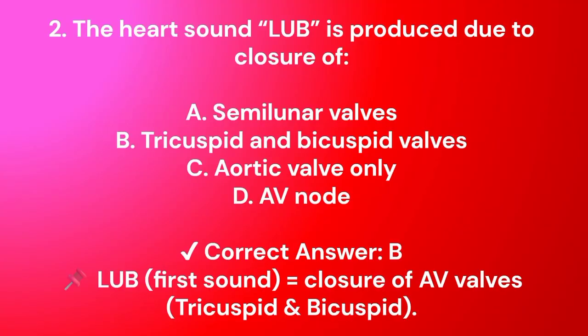2. The heart sound, lub, is produced due to closure of: A. Semilunar valves, B. Tricuspid and bicuspid valves, C. Aortic valve only, D. AV node. Correct answer: B. Lub, the first sound, is due to closure of the AV valves, tricuspid and bicuspid.